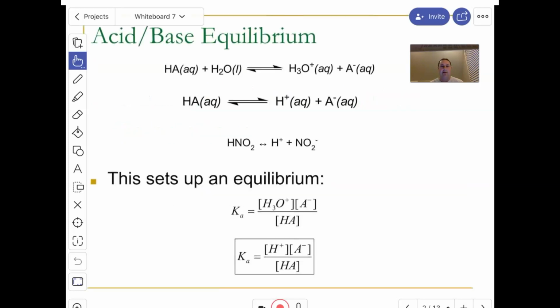Okay, so just a reminder for weak acid equilibrium. This isn't for strong acids, this is for weak acids. For strong acids, we assume that the equilibrium is so far to the right that we don't really worry about it. It's not really an equilibrium at all. But for weak acids, this is usually the form that we tend to use. It's a little more simplified.